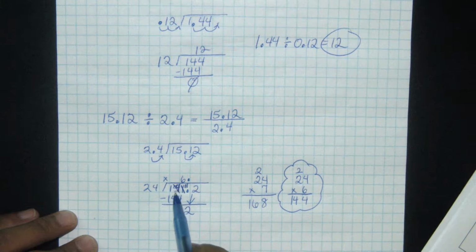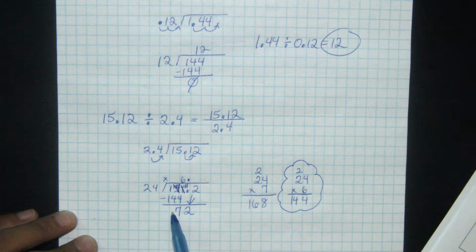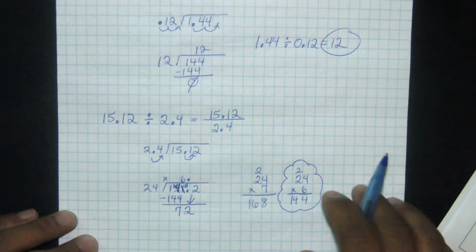Because remember, this 5 turned to a 4. So 4 minus 4 is 0. 1 minus 1 is 0. So we're just left with 7. And then we bring the 2 down. So now we have to go back and multiply again.